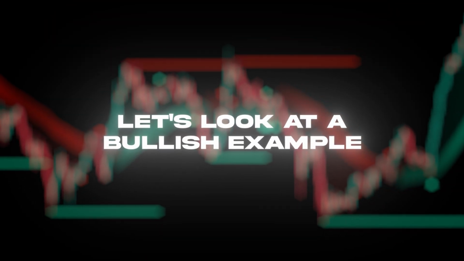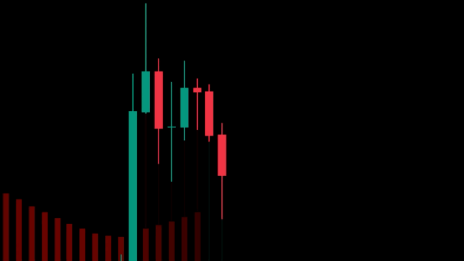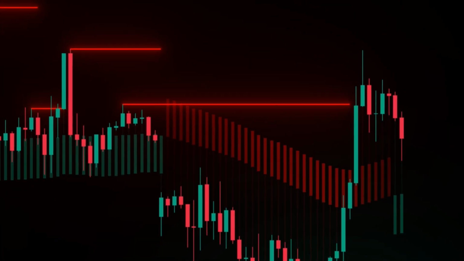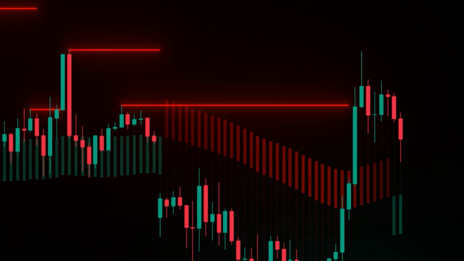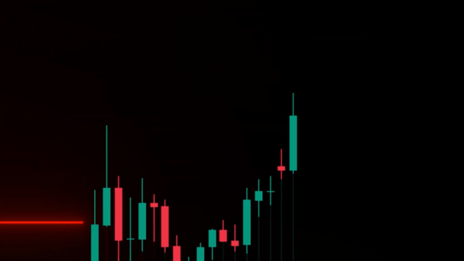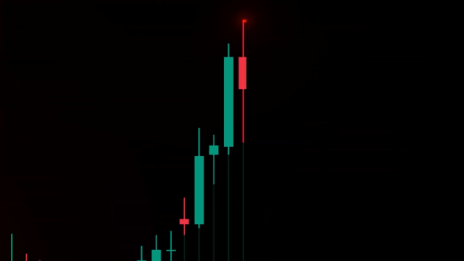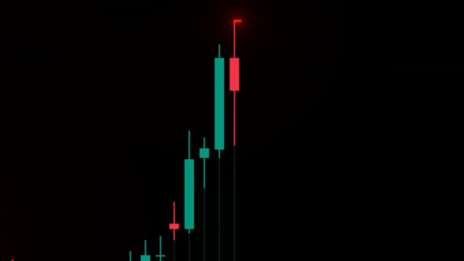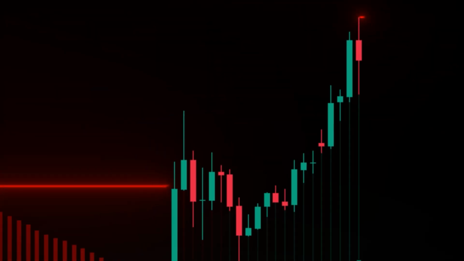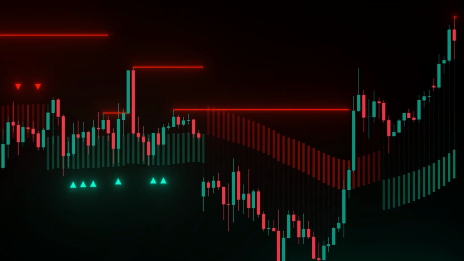Let's look at a bullish example. Price is trending higher. Momentum begins weakening. The indicator records a liquidity level beneath price. Later, price sweeps that liquidity level. However, instead of continuing lower, price quickly reclaims the regression value while momentum turns positive again. The sweep creates a rebound.